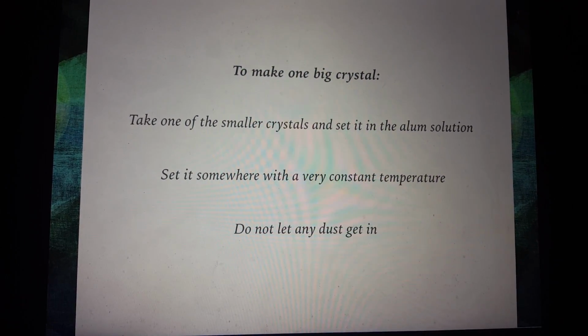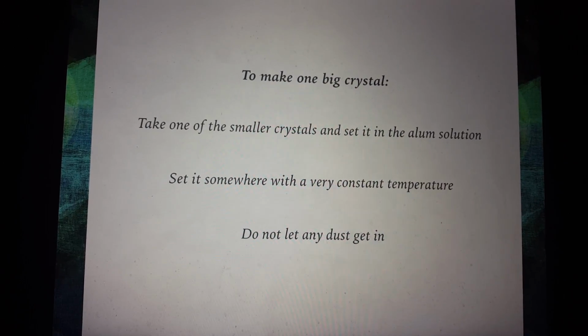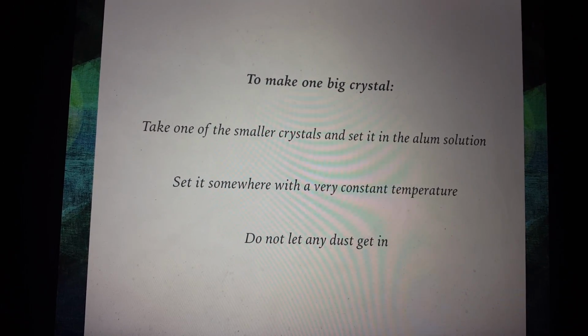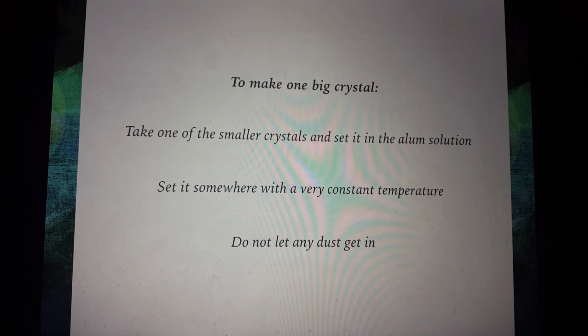And it is important not to let the seed crystal touch any of the walls of the container, because it will not grow then. So it needs to be hanging with some sort of string.